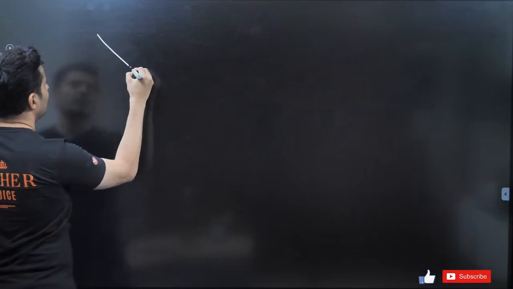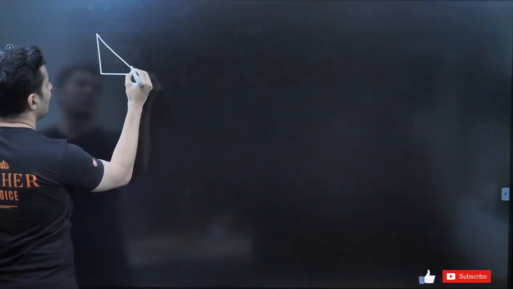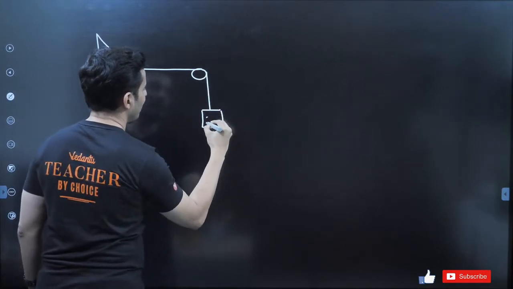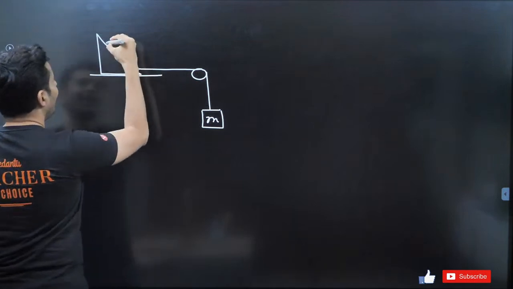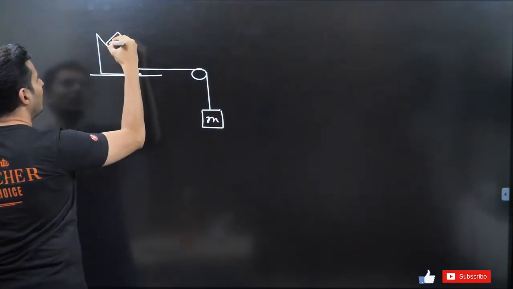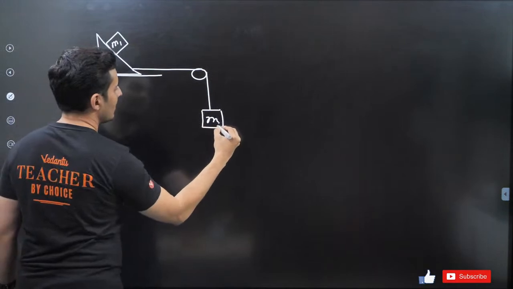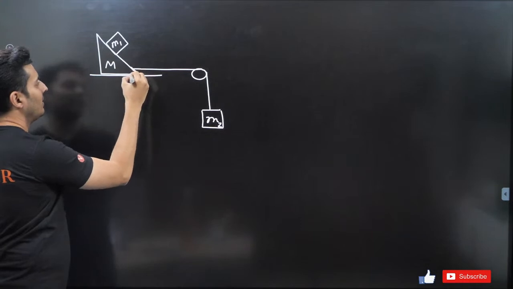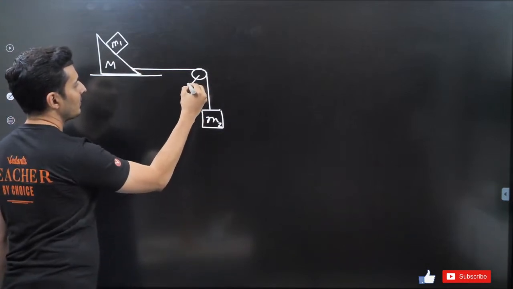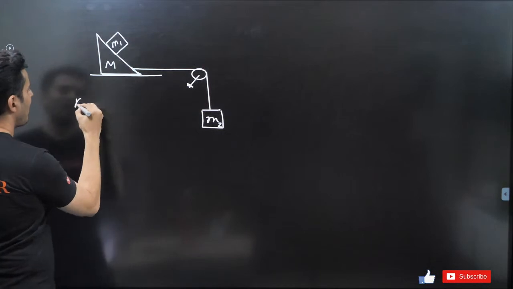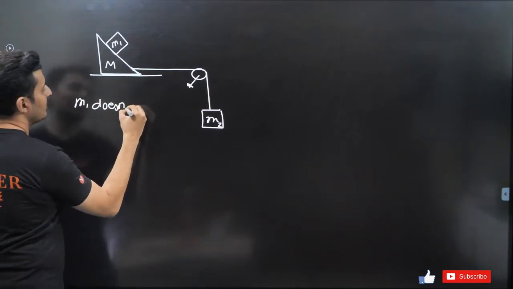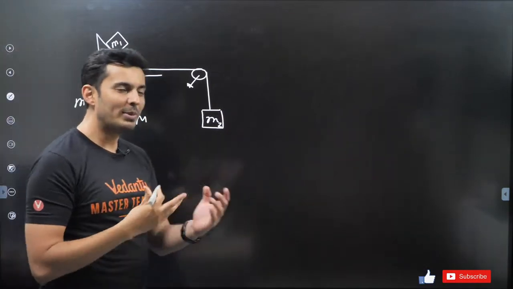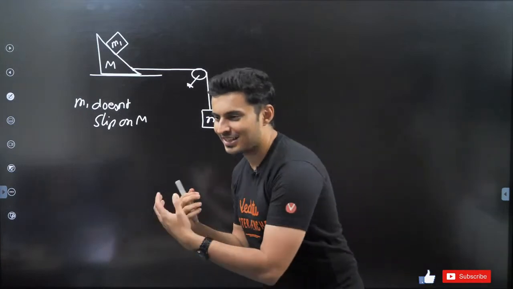So let's say, for example, I have a question maybe like this. Imagine I have a wedge, and maybe a thread, and somebody is pulling that thread by a mass, and maybe there is a mass kept on this as well. This is m1, this is m2, this is capital M, and I'm pulling this thread by suspending this mass like this, such that this m1 doesn't slip on capital M. So what will be the criteria for such a thing? It's going to be crazy.